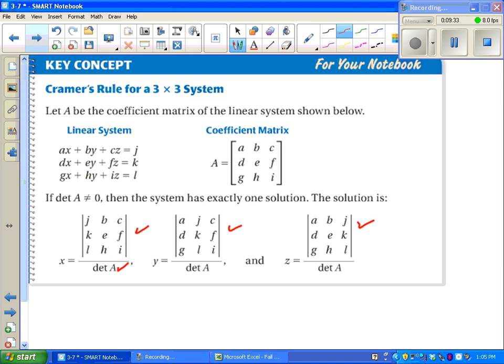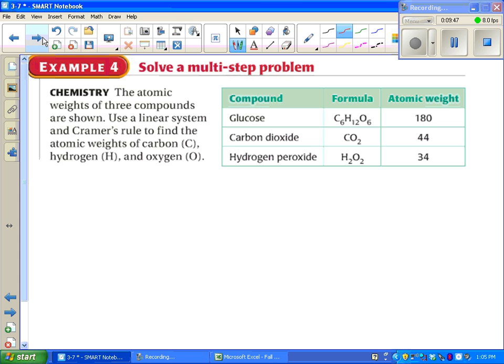Again, I won't make you memorize these formulas unless I tell you otherwise, but you have to be able to use them. If you don't remember how to find a determinant of a 3 by 3, go back a few slides, review that. I'm not going to go through the whole process again, but I will give you the numbers. Go ahead and pause the video, read over this problem, and try to set up a three-variable equation.